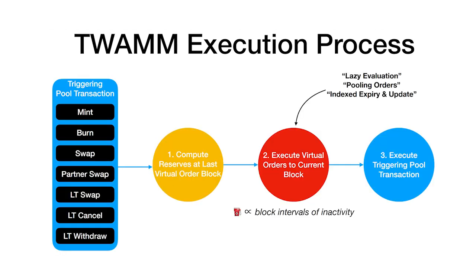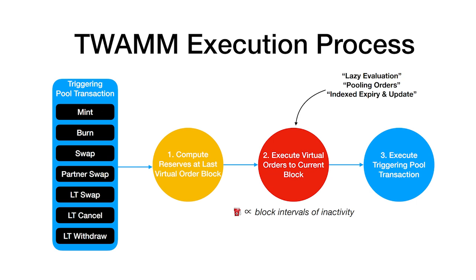So there's a lot more detail I can go into on TWAM, but I'm not going to here because I don't have a lot of time. But I think one thing that's important to understand is just how the process goes. Any of these transactions that get sent to the pool, mint, burn, swap, partner swap, long-term swap, cancel, etc., result in the execution of virtual orders. In order to do that, we compute reserves at the last time something was happening. We execute all of the virtual orders that are present. And that gives you the new reserves for the new transaction to act upon.